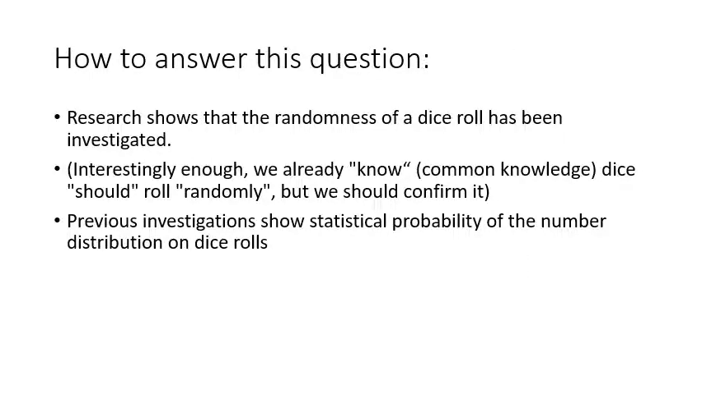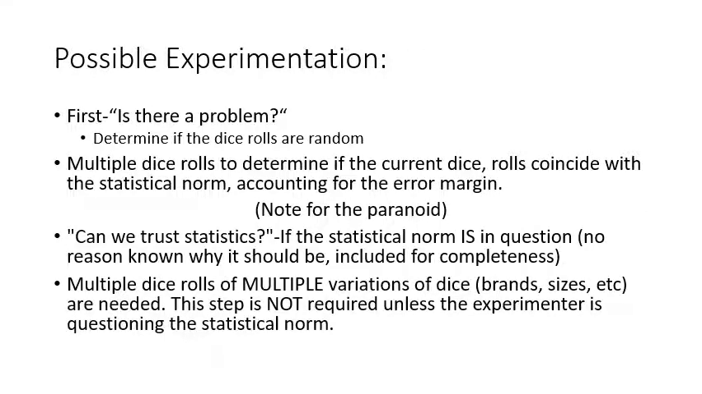If the dice are not weighted properly, shows that the randomness of a dice roll has been investigated. Interestingly enough, we already know, common knowledge, dice should roll randomly, but we should confirm it. Previous investigations show statistical probability of the number distribution on dice rolls. Possible experimentation. First, is there a problem? Determine if the dice rolls are random. Multiple dice rolls to determine if the current dice rolls coincide with the statistical norm, accounting for the error margin.